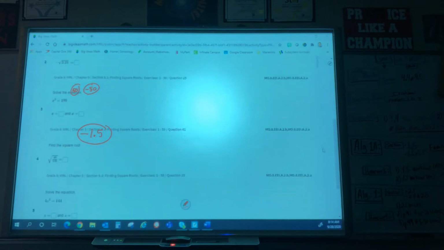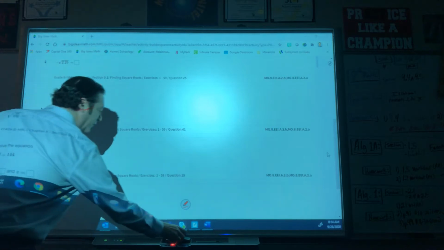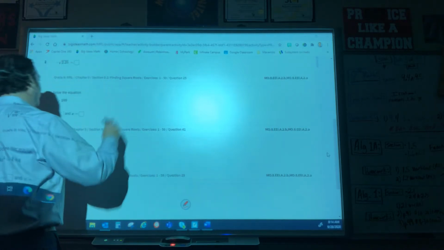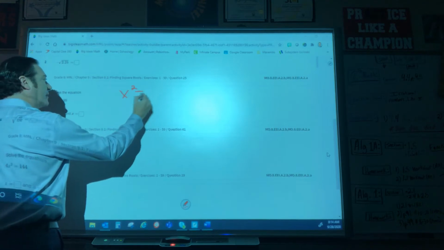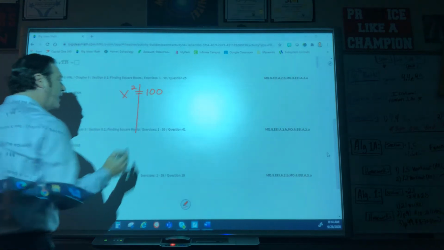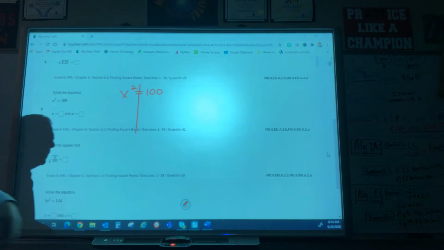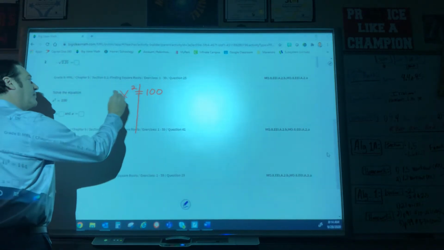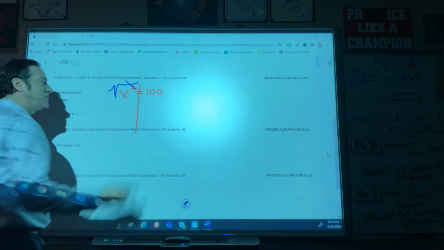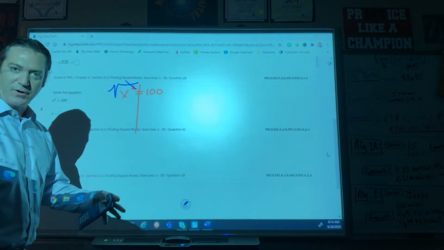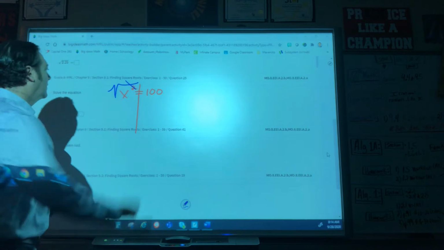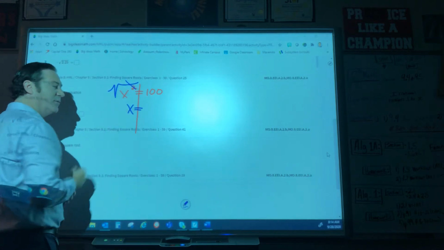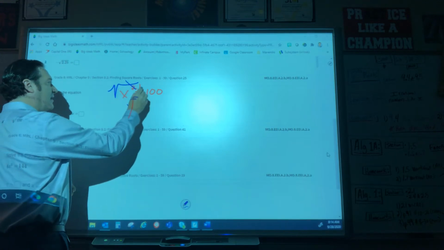On the next one, we're solving this equation on number 3. We have x squared equals 100. I'm going to rewrite this here: x squared equals 100. I draw my line. I want to get x by itself. Remember, we solve equations by doing opposite or inverse operations, and the opposite of squared is square root. It's got the same word in it. So when I do the square root of x squared, it cancels the squared, leaving me with x. What I do to one side, I do to the other.